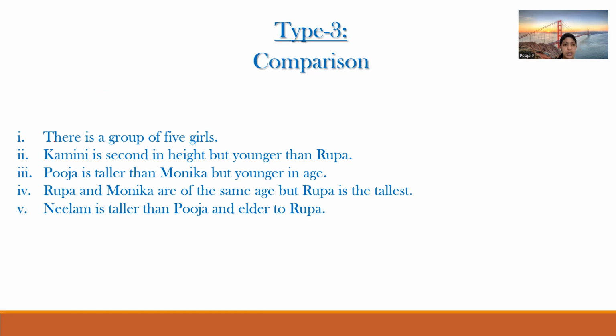So, considering the example, there is a group of 5 girls. Kamini is second in height but younger than Rupa. Pooja is taller than Monica but younger in age. Rupa and Monica are of the same age but Rupa is the tallest. Neelam is taller than Pooja and elder to Rupa. So there are two attributes or two qualities which is being described. One is their height, the other is their age. So we have 5 girls.